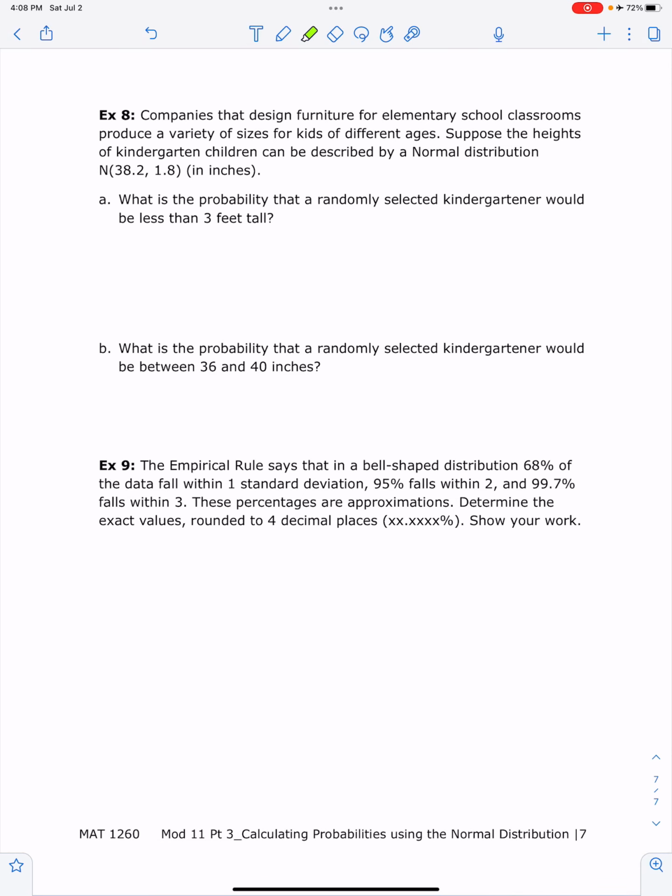Here are the Model 11.3 notes. This is the final page, page 7. A couple more examples. So example 8.